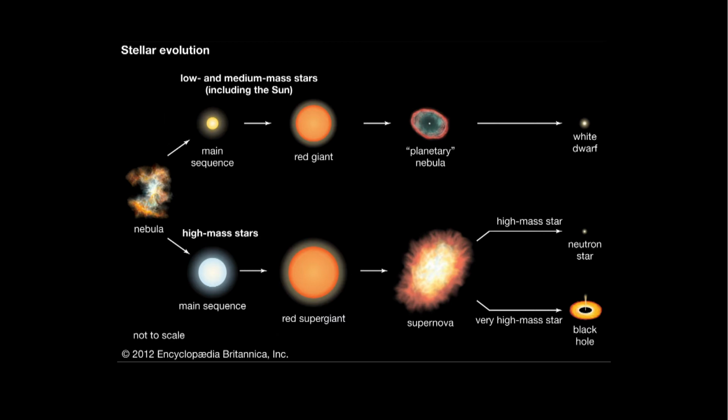So in the main sequence, we've got our sun, and after it runs out of its fuel, the hydrogen turns into helium, it expands into a red giant, and then it collapses and starts to break up, and that's why you get a planetary nebula. They're called planetary nebulae because when you look in the telescope, they look round like a planet.